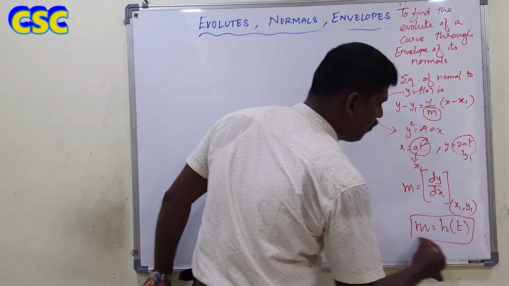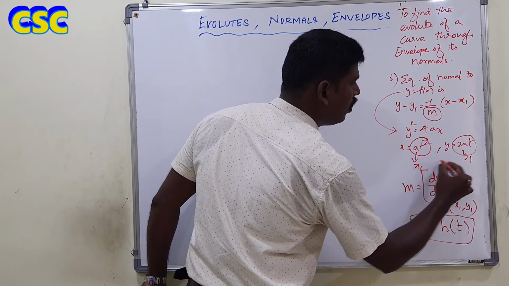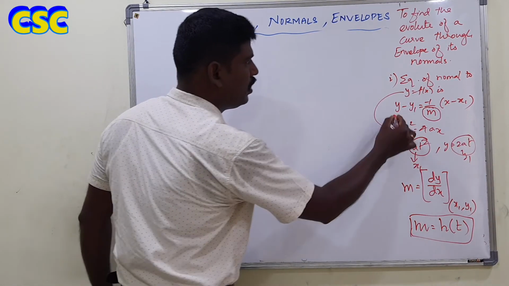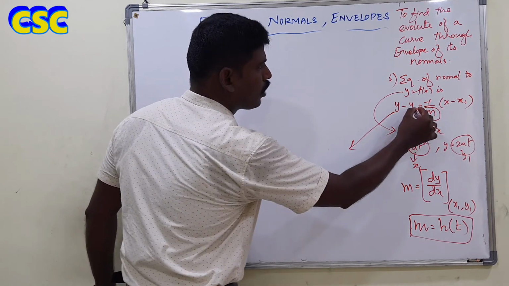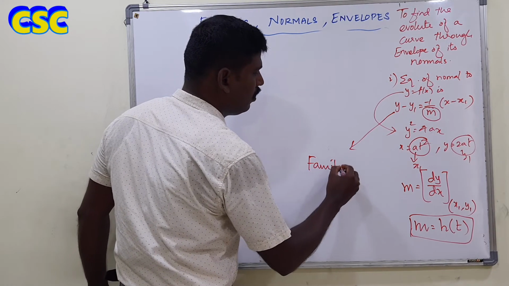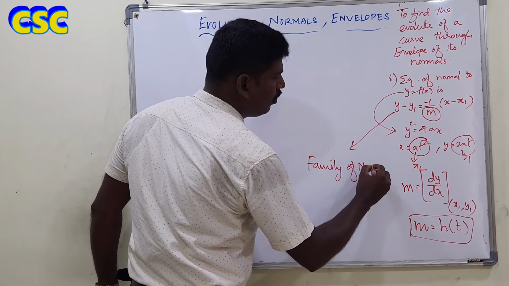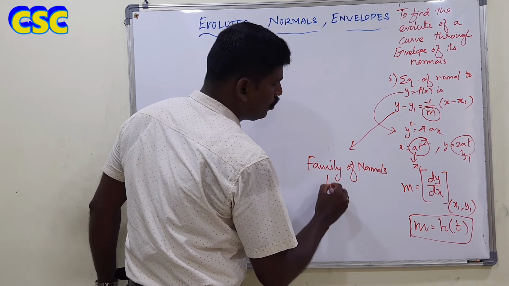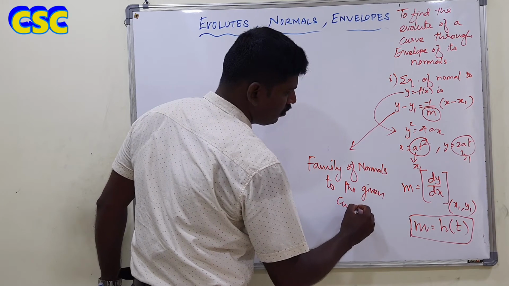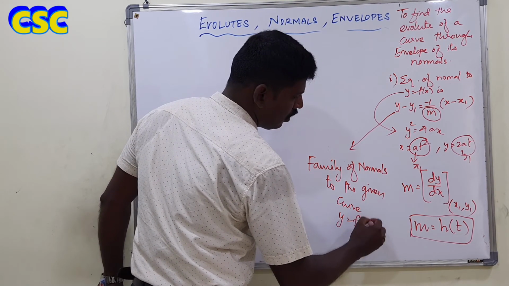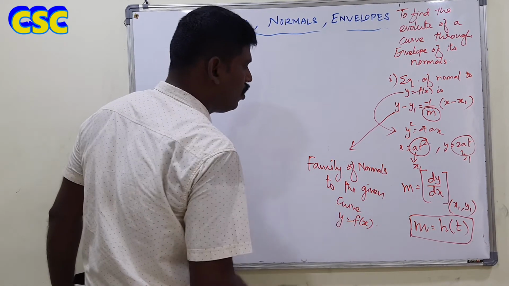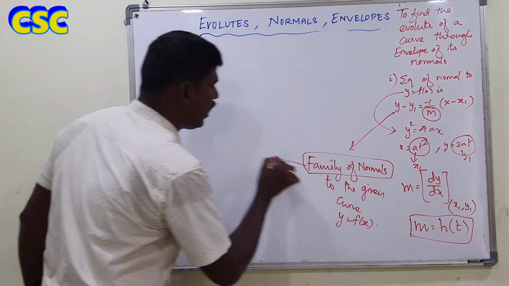Substitute this value of m and this x1 and this y1 into this formula. You can get the family of normals. Substituting x1, y1 and m here, you can get the family of normals to the given curve y equal to f of x. So we can get the family of curves, the family of normals to the given curve. Through the family of normals, we can find out the envelope.